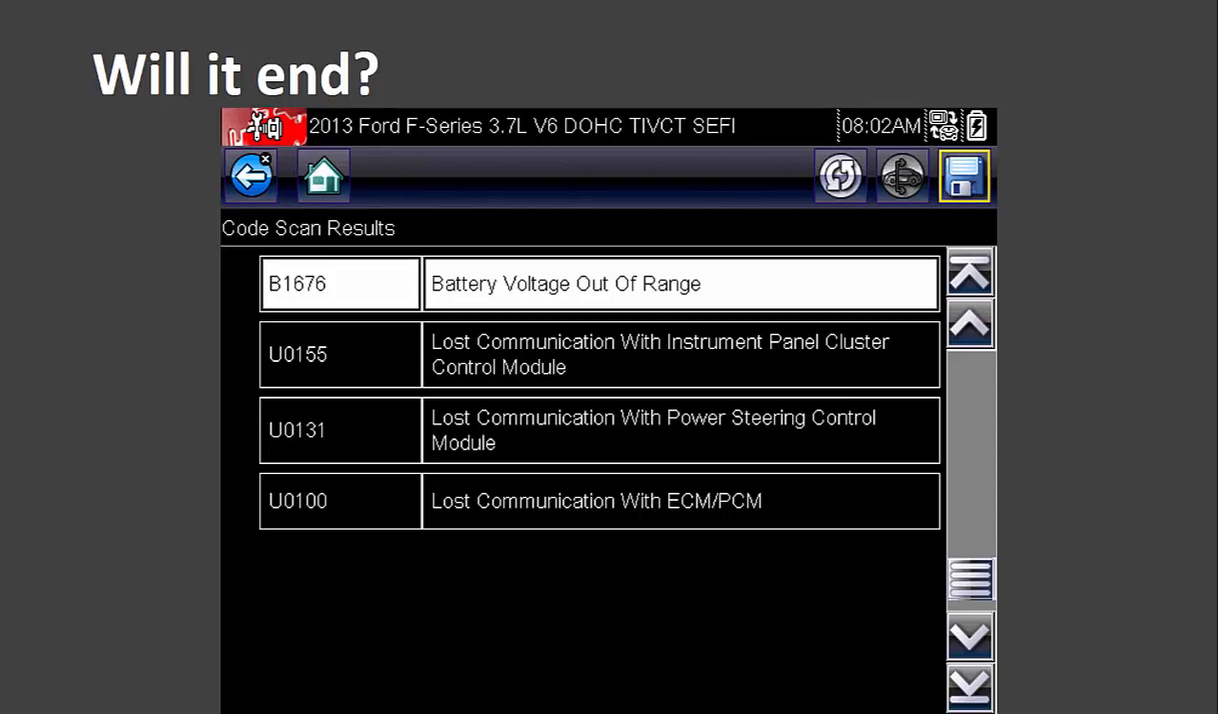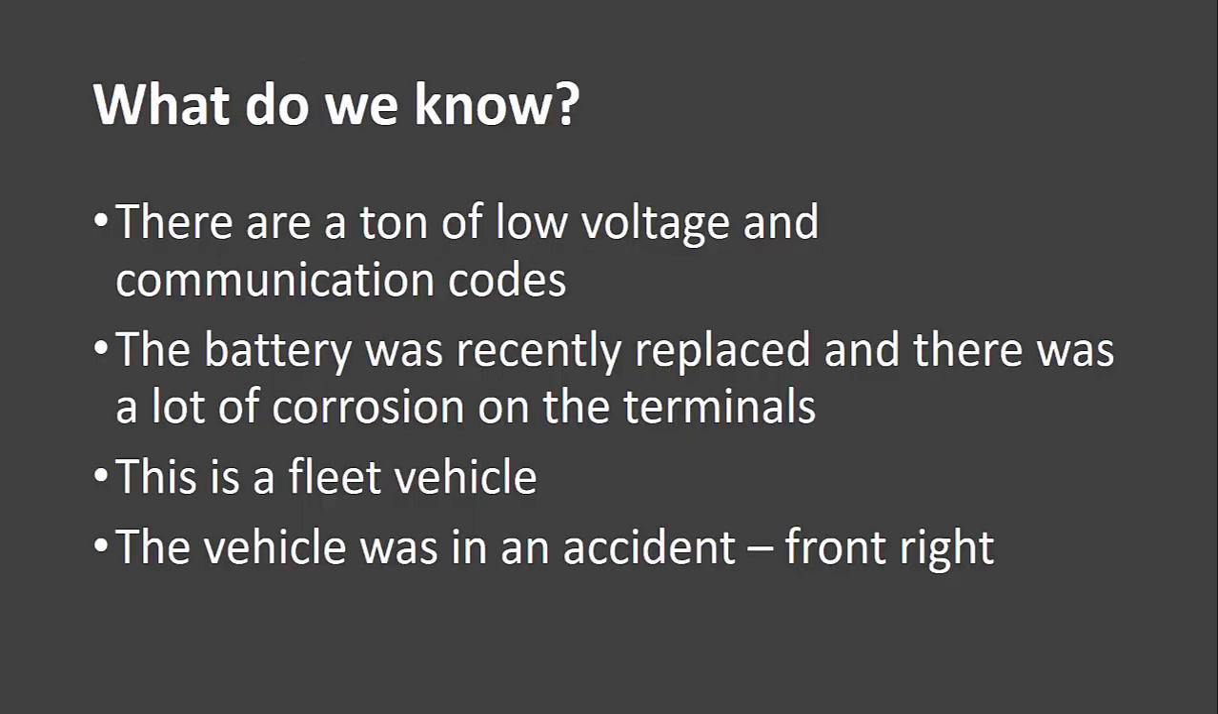So time to do a little research and ask some questions of the shop here. I know that there's a ton of low voltage and communication codes, so at this point I'm stopping, doing some thinking, and coming up with a strategy. I find out that the battery was recently replaced and there was a lot of corrosion on the terminals. This is a fleet vehicle, by the way, and it wasn't in an accident, front right. So we'll see how all these pieces of information played into this case study.